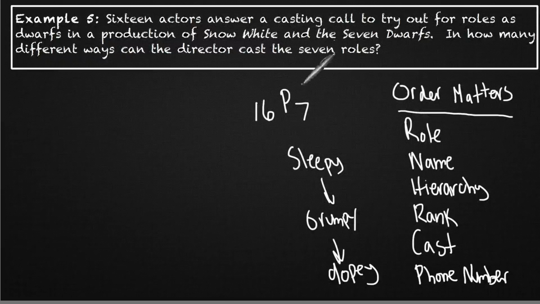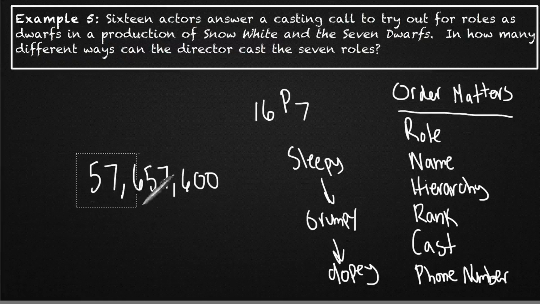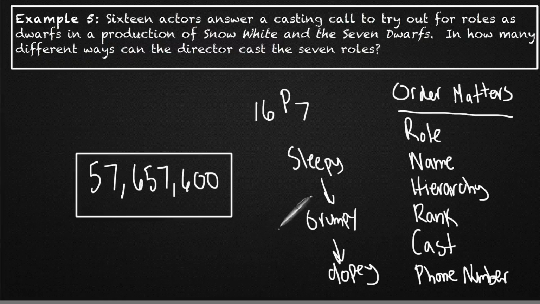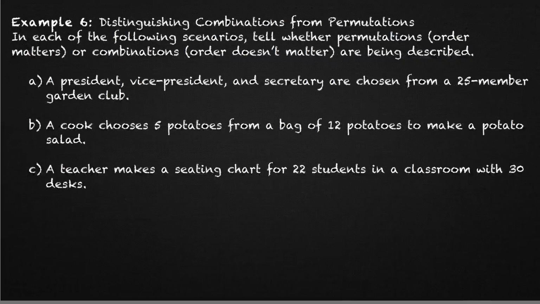So that's going to be a permutation. But if order does not matter, in other words, if people are equal status, that's going to be a combination. We'll talk a little bit more about that. So 16 permutation 7, use your calculator, that's going to be 57,657,600. Wow, that's a lot of different casts that the director could make. So you can see that the numbers are going to get really big for some of these problems.